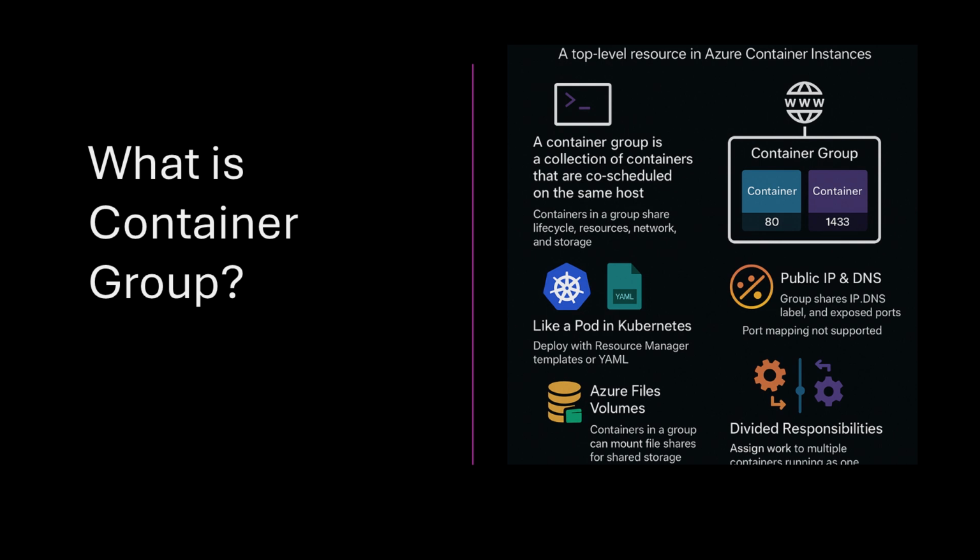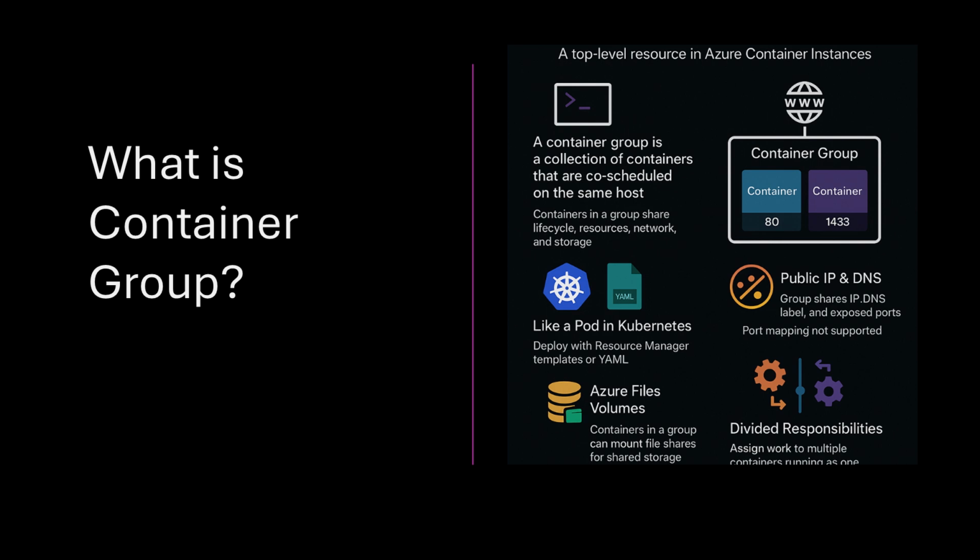For example, if one container is running a web server and another is responsible for pulling content from a database or Git repository, they can talk directly over the local network within the same group. That kind of architecture gives you flexibility without the overhead of a full orchestrator like Kubernetes.